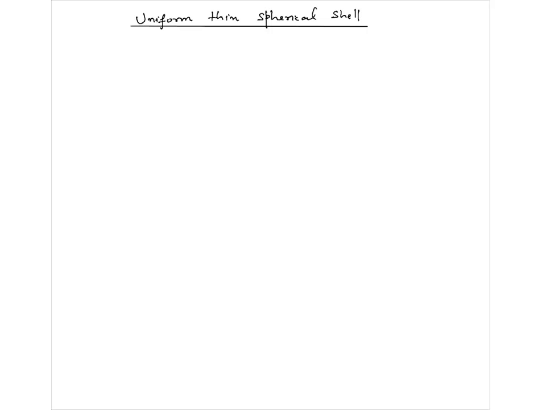In the last class, towards the end, we got the results for the field in case of a uniform thin spherical shell. It was a case of spherical symmetry, and therefore the field should have only a radial component, and that is given by minus dou V by dou R.